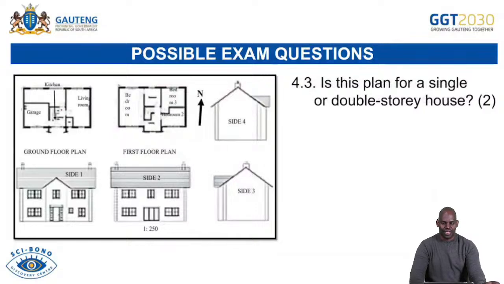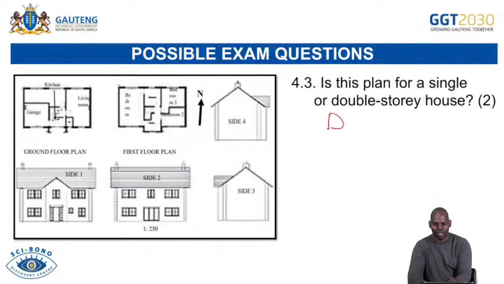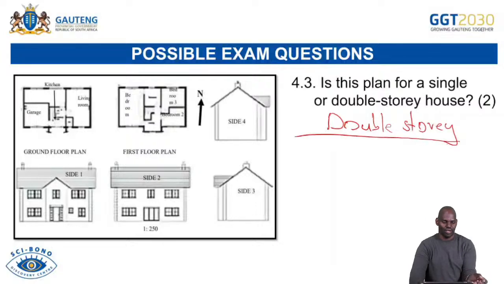Okay, and then 4.3, they say, is this plan for a single or double story house? So obviously it's a double story. Sometimes they might ask you for a reason. Obviously, two floors are given. We've got the ground floor plan and we've got the first floor plan.